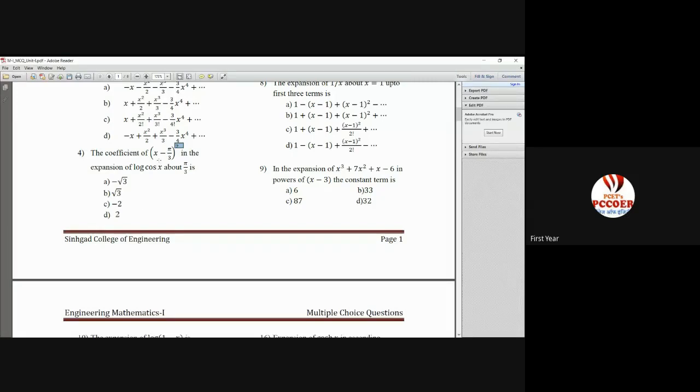So you should know that the coefficient of x minus a to the power n is f raised to n upon n factorial. Now it is 2, therefore it is f double dash of a upon 2 factorial. What's the derivative of log of cos x? First derivative: 1 by cos x into minus sin x, that is minus tan x. Then what's the derivative of minus tan x? Minus secant square x. Correct. So minus sec square x at pi by 3. Sec pi by 3 is 2, and therefore the square of it will be 4, with minus sign. So your answer will be option C.